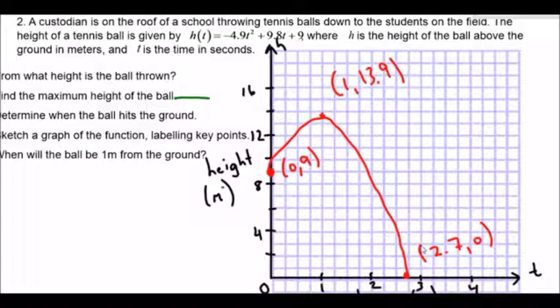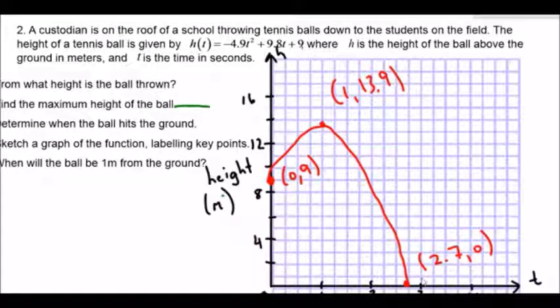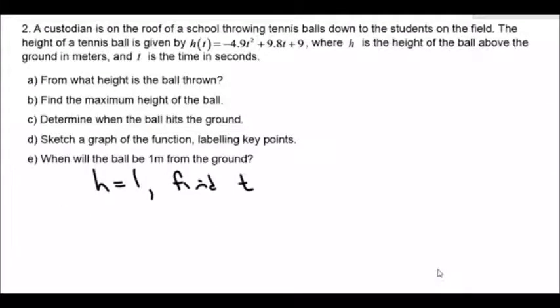All right, there's a rough sketch, very rough. And then finally, when will the ball be 1 meter from the ground? So it's telling me that if the height equals 1, find time. If I go back to my sketch, I'm looking for roughly this point in time. So I know that my answer should be pretty close to 2.7. That's why it's nice to have a sketch, because you can always tell if your answer makes sense.